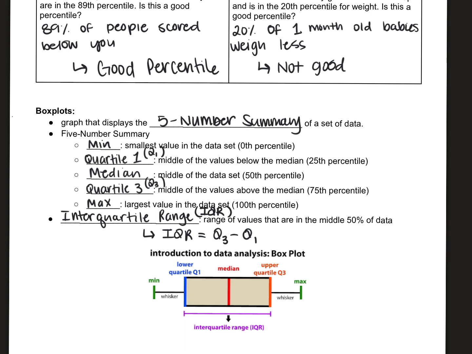So right below that, we kind of have a graph of what a box plot looks like. You might have heard of it before, referred to as a box and whisker plot.